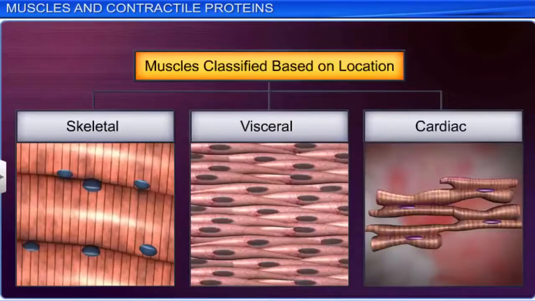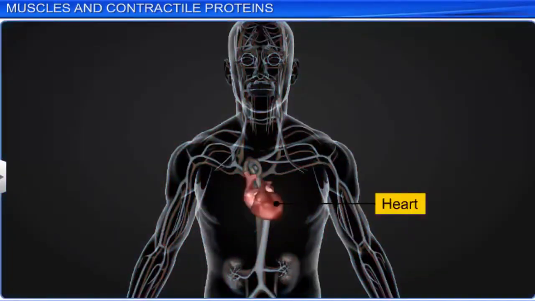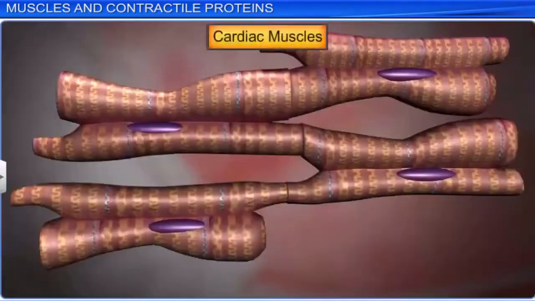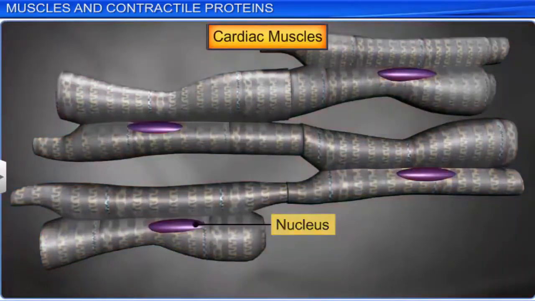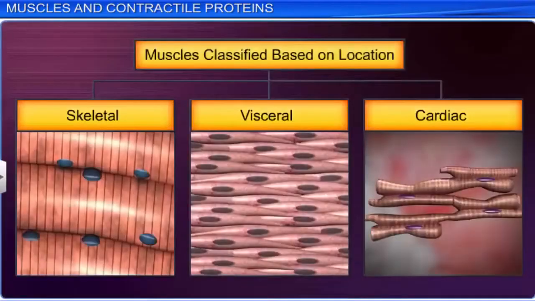The third type of muscle is the cardiac muscle, which is found only in the heart. Cardiac muscle cells are branched, striated, involuntary, and contain a single nucleus. Several cardiac muscle cells assemble in a branched manner to form a cardiac muscle. All these three types of muscles have a complex structure.